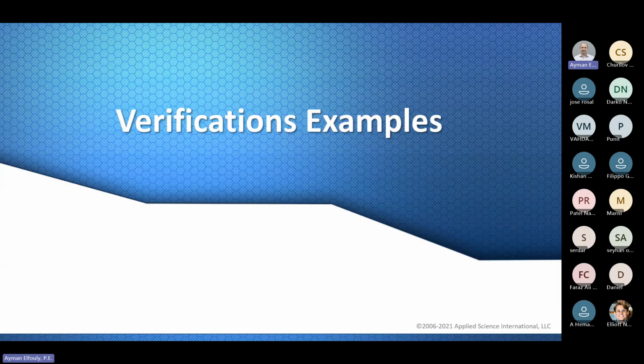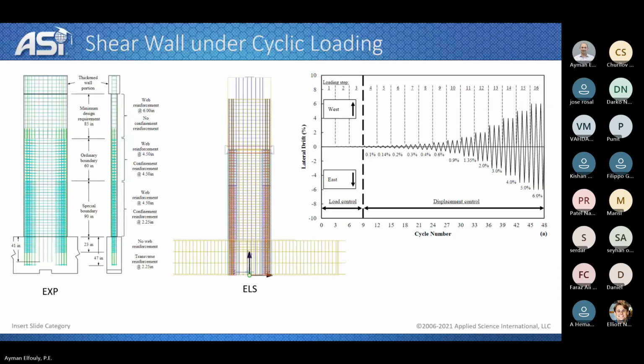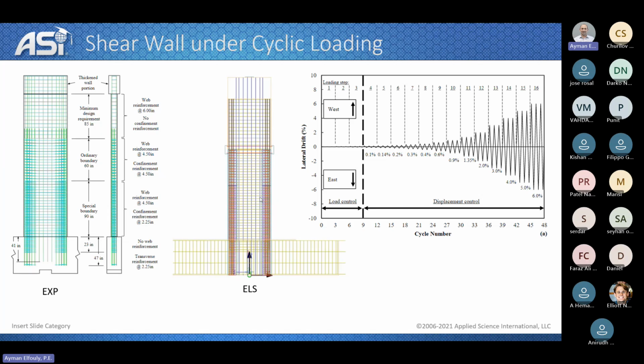We have other verification examples for blast and progressive collapse, but currently we are going to present only this part, because we are speaking about the anatomy of the collapse of structures due to earthquakes. So the first one in here, we have a shear wall under cyclic loading, and we see here the experiment. We see here the ELS model, and these are the cycles that were applied in the experiment.